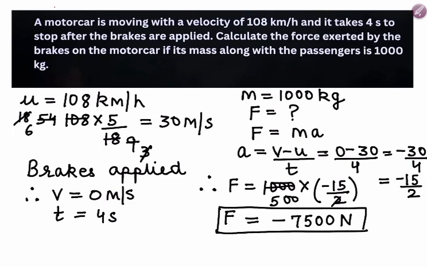Now we have to understand in the numerical, students, a motor car is moving with a velocity of 108 km per hour. So that means it is u, that is the initial velocity. So u is 108 km per hour. Now students, you have to keep it in mind, the initial and the final velocity are given in an indirect way in the numerical. You have to find out which is the initial velocity and which is the final velocity. So keep this in mind, children. So now u is 108 km per hour, right?